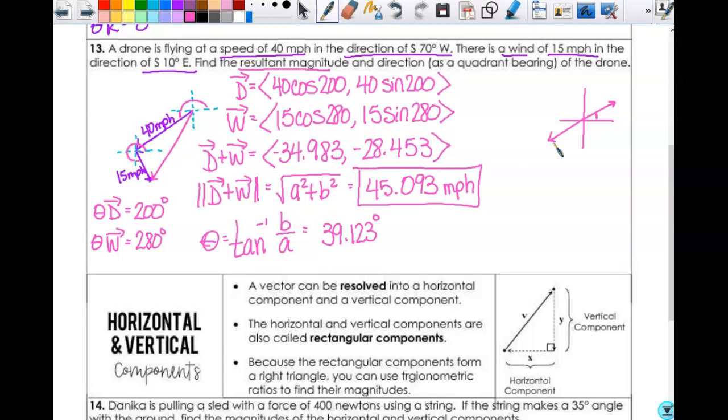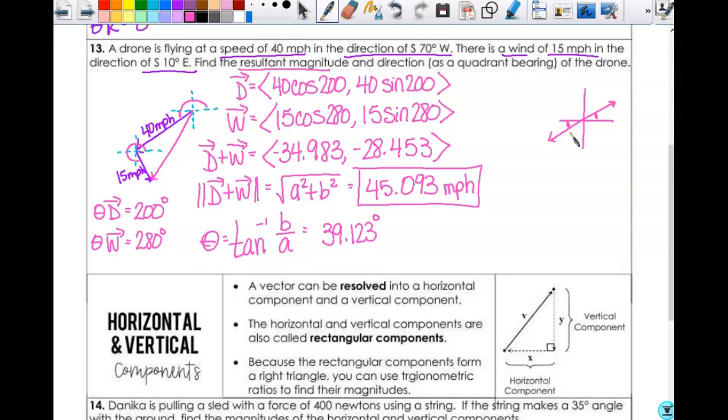So since I want the third quadrant version of that, I would just add 180 to it. But since I don't want theta anyway, I'm not going to bother even adding 180 to it. Think about what you have. If this is 39 degrees, this is 39 degrees because they are vertical angles.